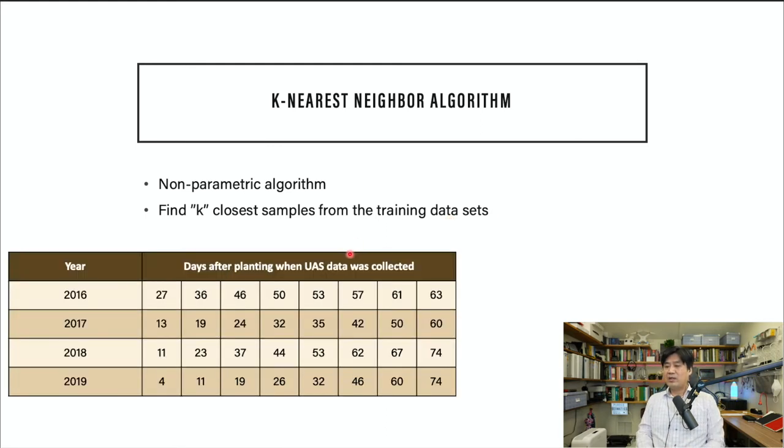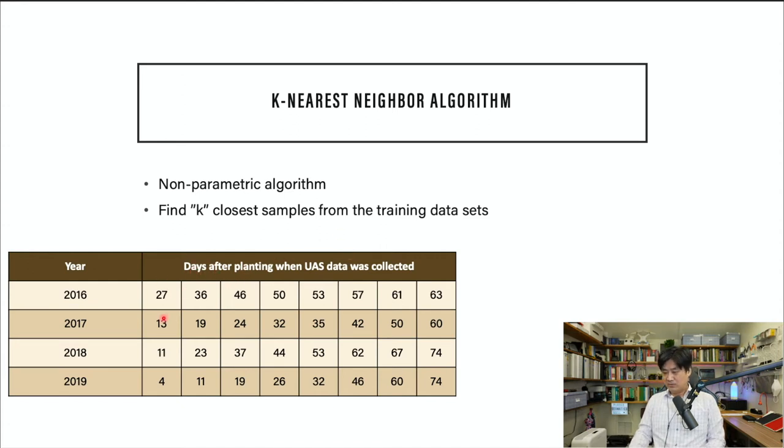The problem with this approach is that every year we are collecting UAV data at a different time of year, I mean, a different day of the year. Also, the planting date is different. So we need some way of putting them in the same time frame. So what we use is days after planting.